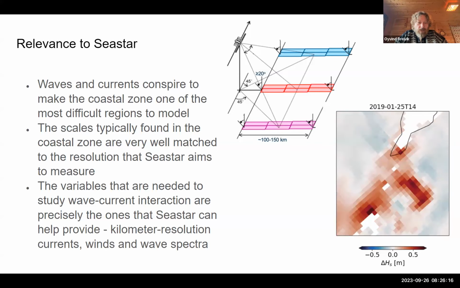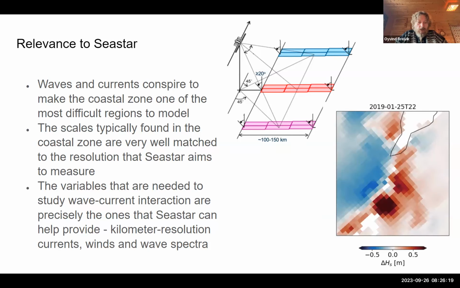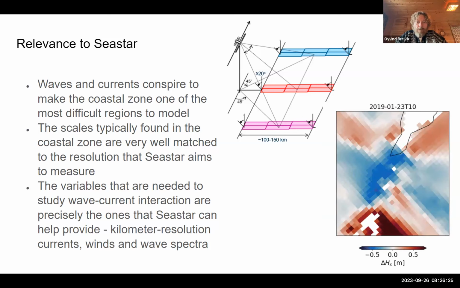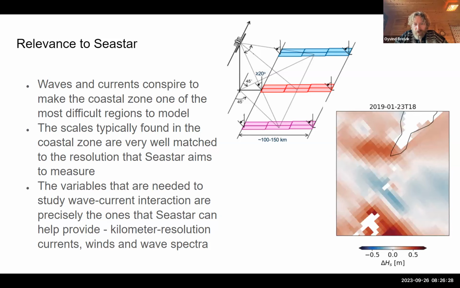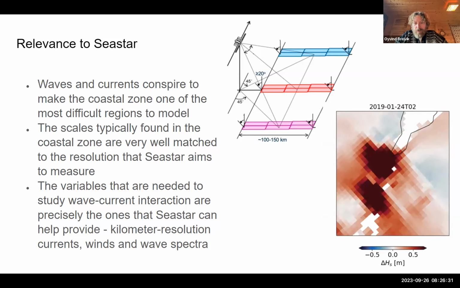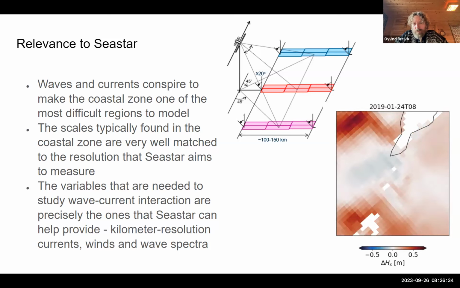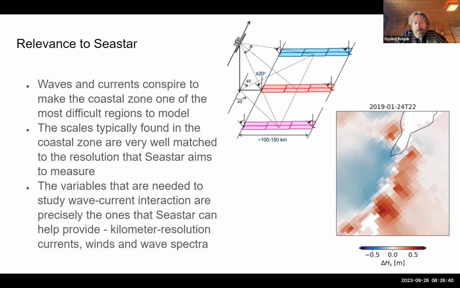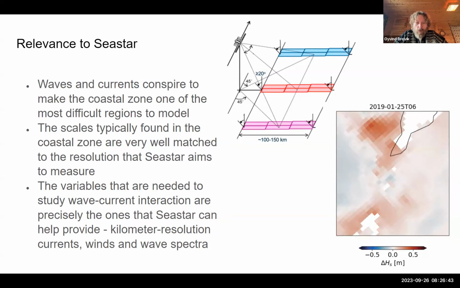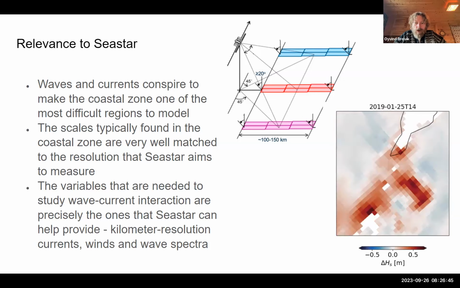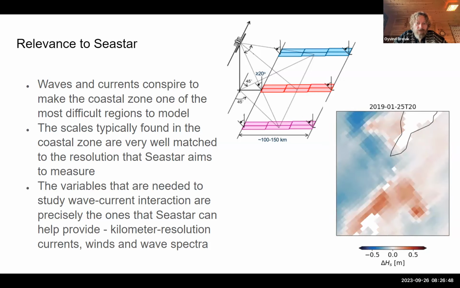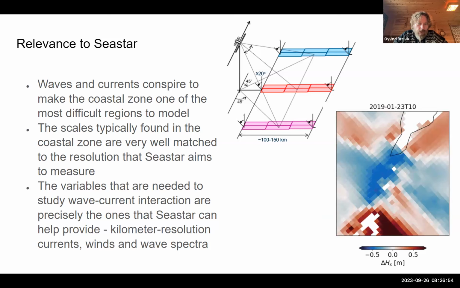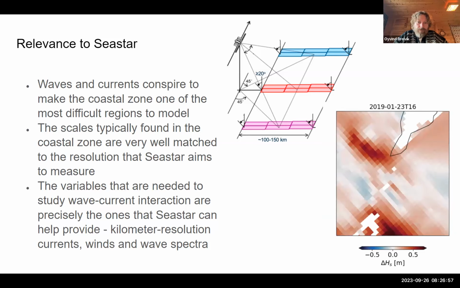The variables needed to study wave-current interaction are precisely the ones that SEASTAR can help provide, namely kilometer resolution currents, winds, and wave spectra. The animation flicking past on the right-hand side shows snapshots of the differences, so you can regard the colors as the impact of currents on waves. In this strong tidal current, as the tide goes in and out, the wave field will be modulated on the order of plus minus half a meter. And that's really quite a lot. So with that, thank you.